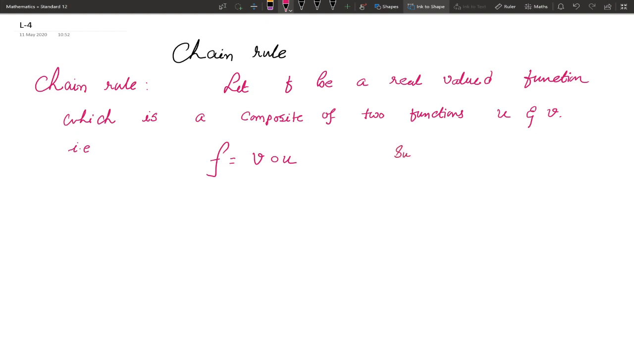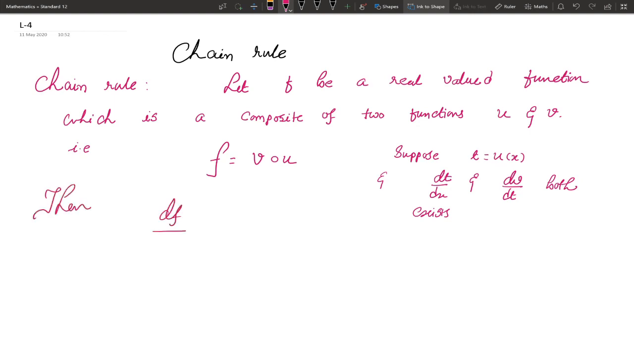Suppose t equal to u of x, and dt by dx and dv by dt both exist, then df by dx equal to dv by dt into dt by dx. This is known as chain rule.